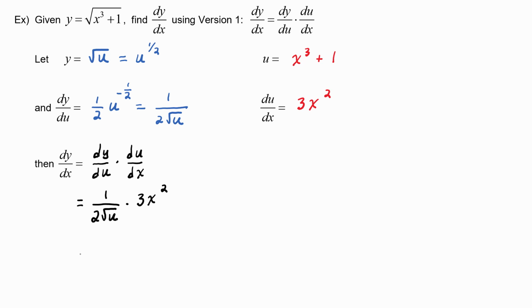So this is going to equal 3x squared in the numerator over 2 times the square root. Remember, it was u, but we're going to go ahead and substitute back to x cubed plus 1 underneath that radical. And this is the derivative of y with respect to x. So for y equals the square root of x cubed plus 1, the derivative is going to be 3x squared over 2 radical x cubed plus 1.